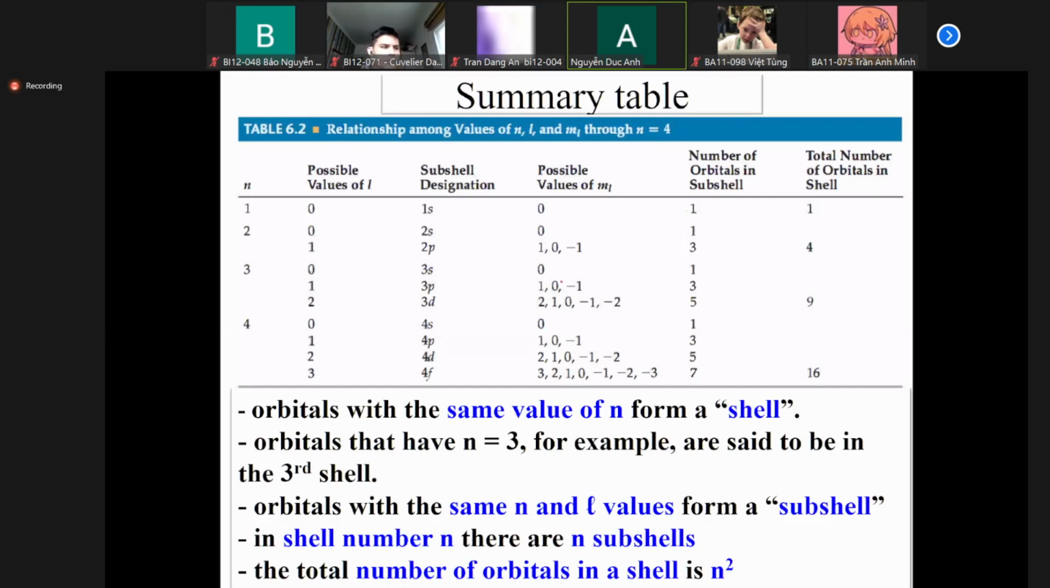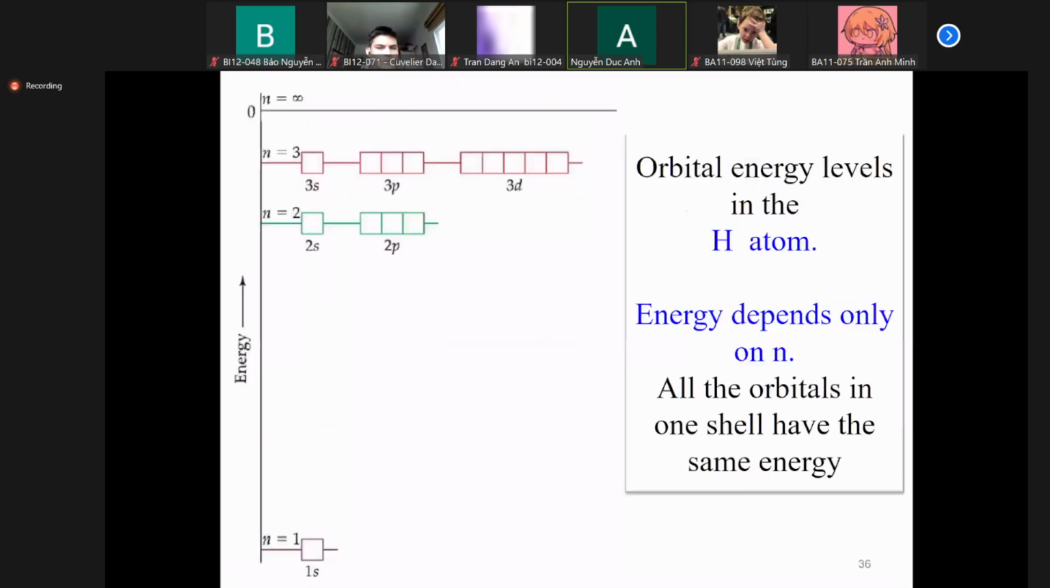And the second one, l gives you the information about the shape of the orbitals, and normally we call it the subshell. This can be subshell s, subshell p, subshell d, something like that. And next, ml gives you the information about the orientation in space.